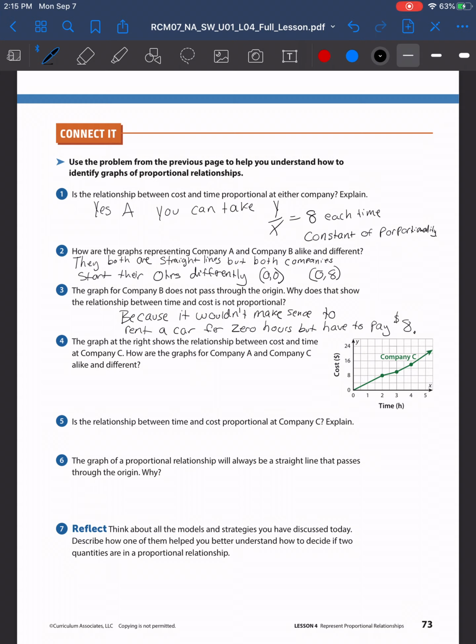Number 4, the graph at the right shows a relationship between cost and time at company C. How are the graphs for A and C alike and different? Okay, so C is not a straight line. Does C go through the origin though? I mean, yeah, C and A both start at the origin.